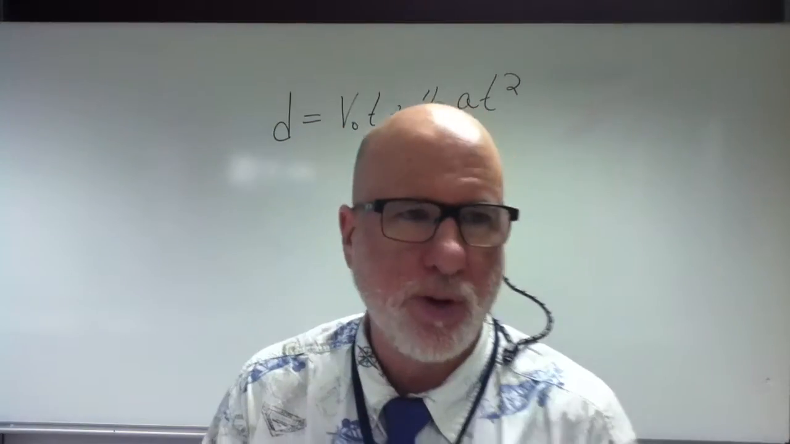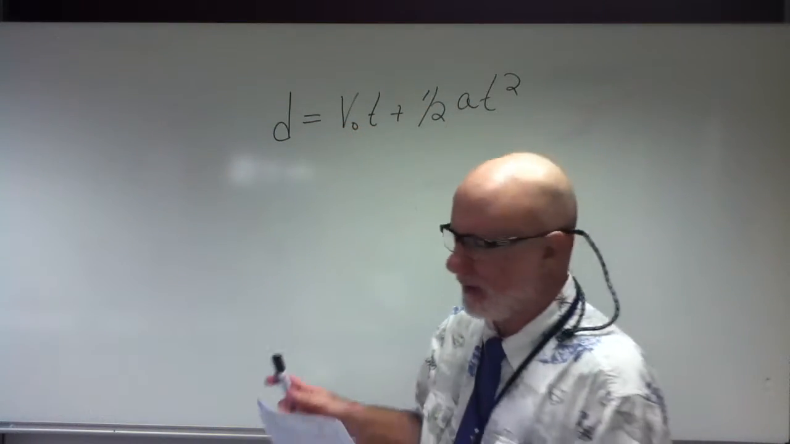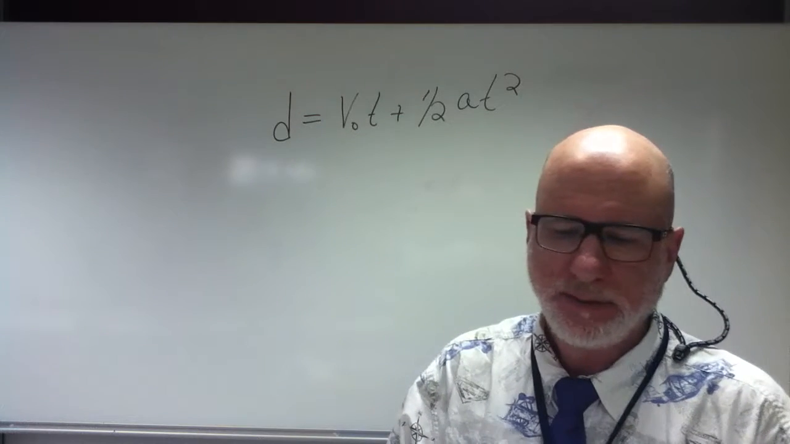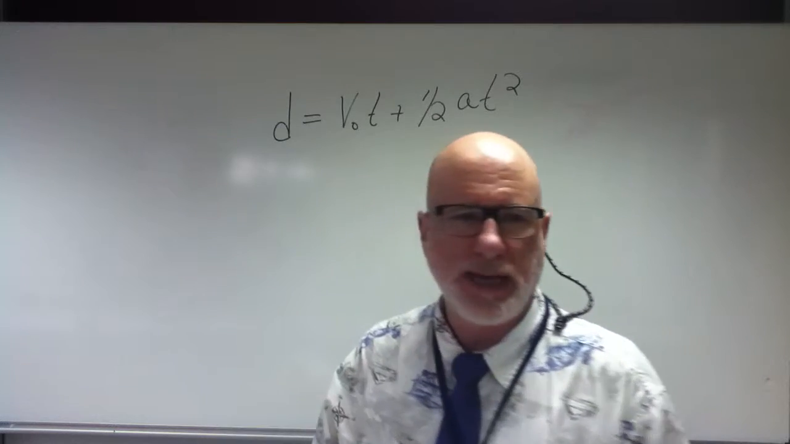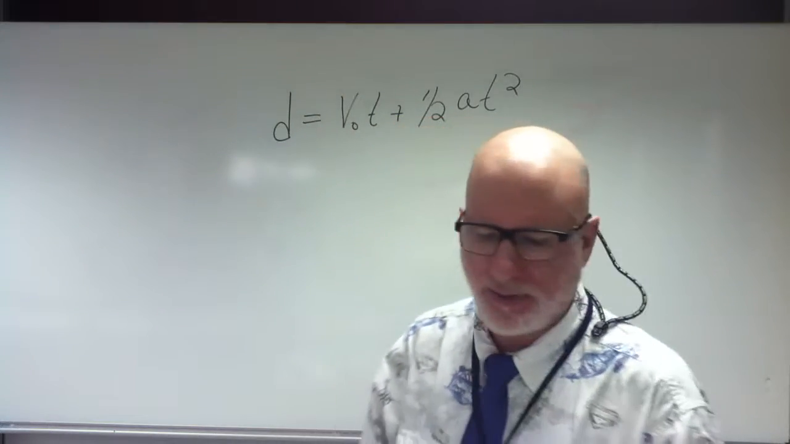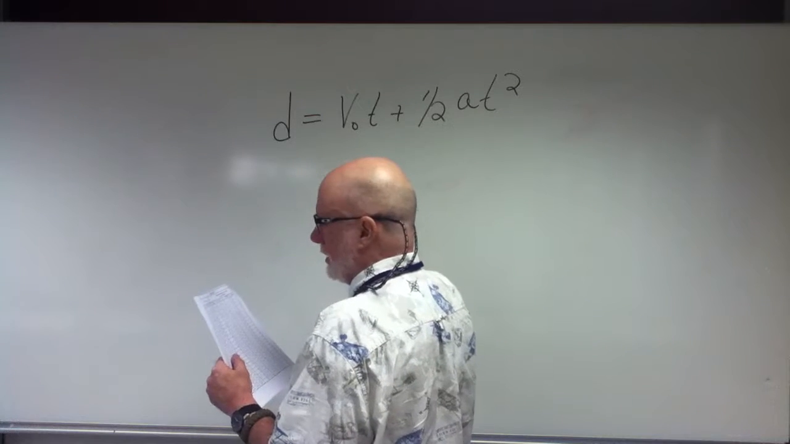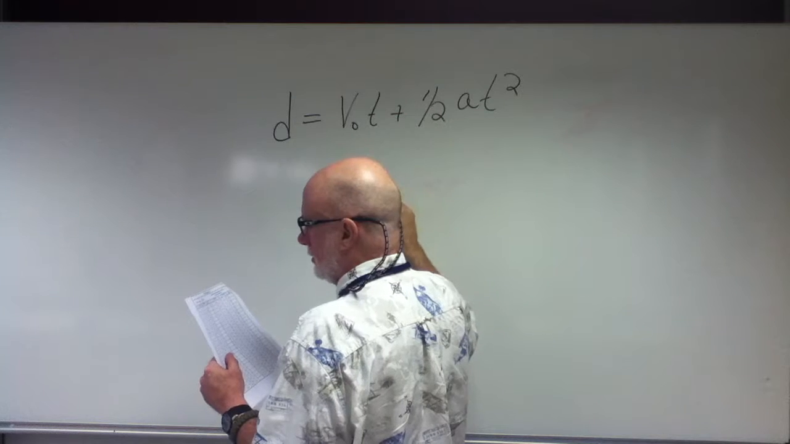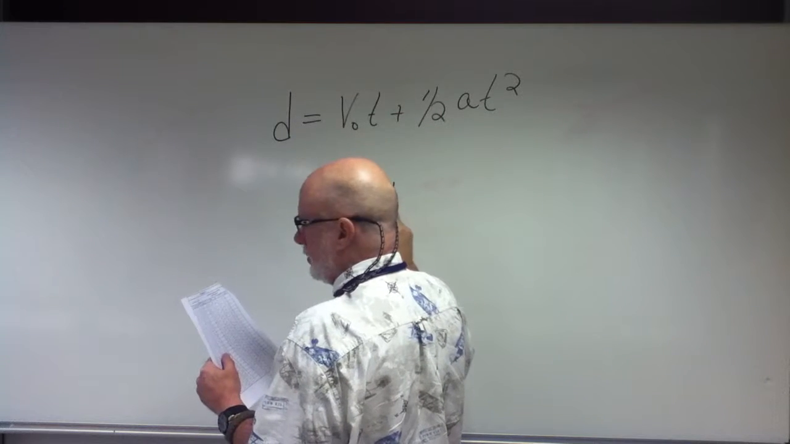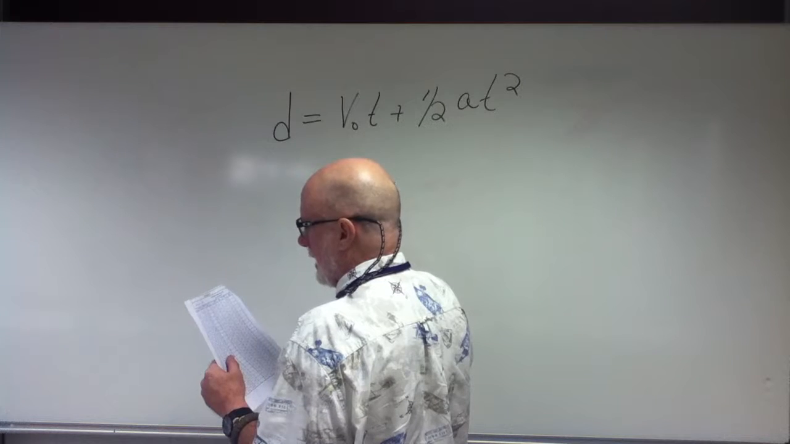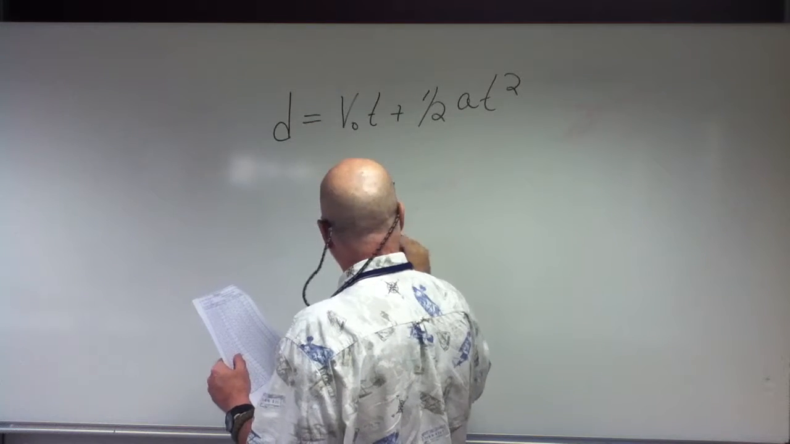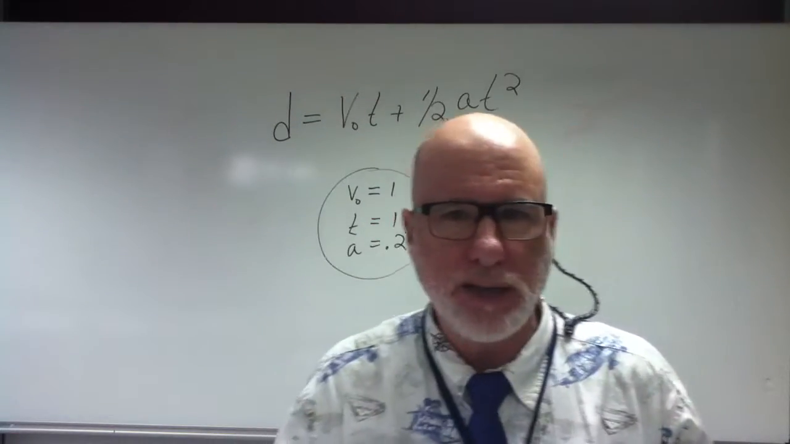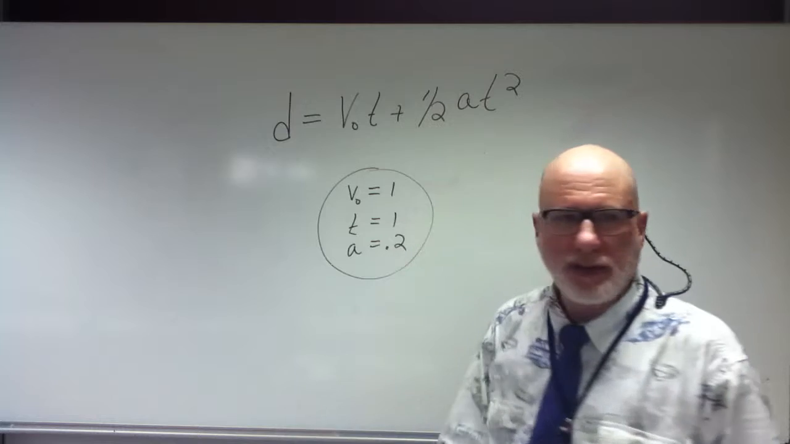Okay, so we have the first one. I have each individual thing here. Number one is, everything is 0. So what's the answer to number one? 0. Everything is 0, okay. So number 2, it's going to be V naught equals 1, T equals 1, and A equals 0.2. Correct? Now, plug these values into that equation.